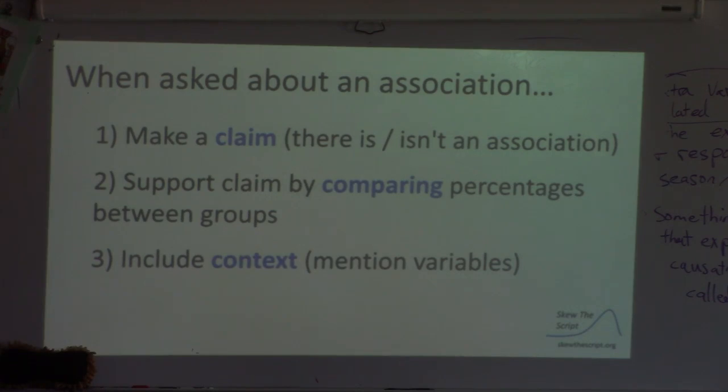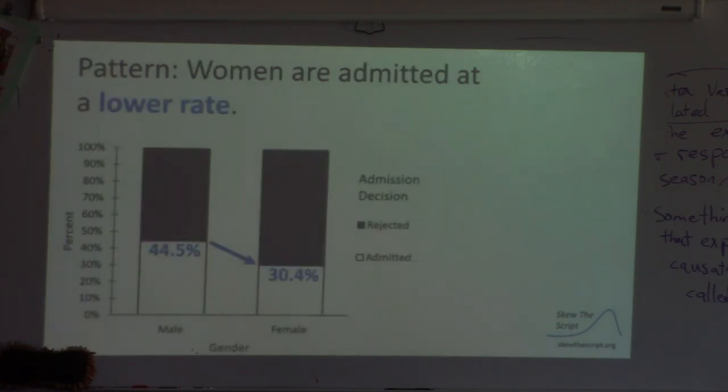And what do you always have to include in statistics? Data. Statistics. Context. Yeah, that's the percentages. We gotta have context. Don't just tell me, and I'll put this back up in a second, that 44.5% is higher than 34.4%. That's true, but that's not good statistics.